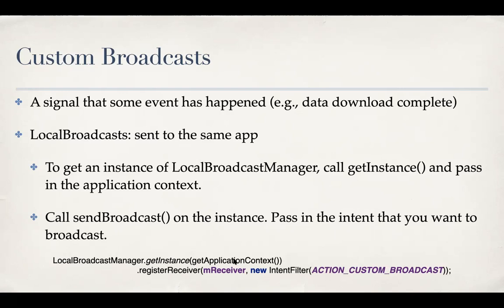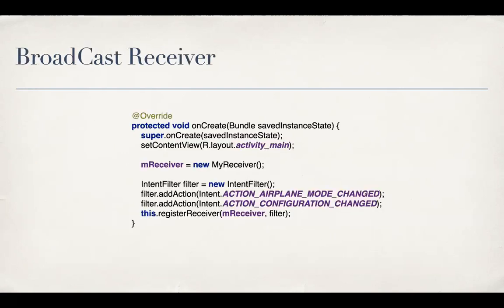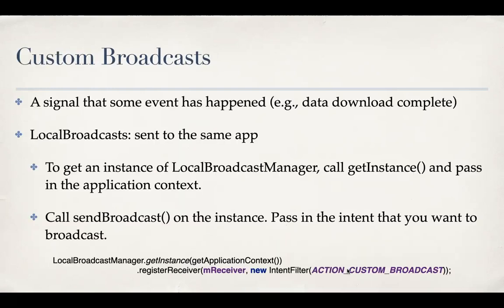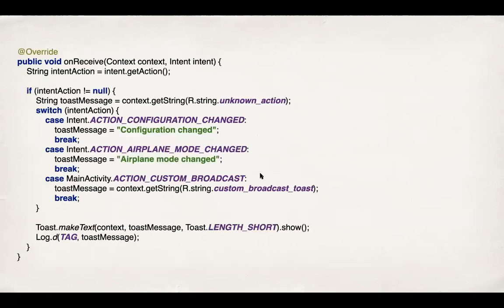So the code here gets the instance of the local broadcast manager and registers the receiver with the action custom broadcast. So this is something that we are doing. These two actions are system built, and this one is our own. It's a custom broadcast. So finally, how do you receive it?